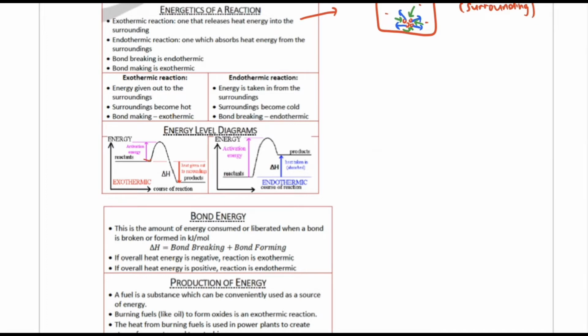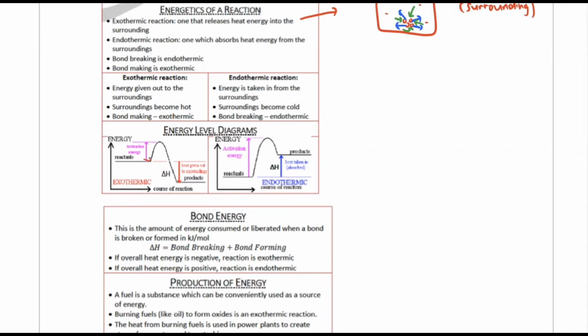Now, the other one, for endothermic, the reactants need to absorb energy from the surroundings. So we have activation energy also. After that, it absorbs energy from the surroundings. So the products have more energy than the reactants. So exothermic releases energy, energy decreases. Endothermic, energy increases. But what about activation energy?